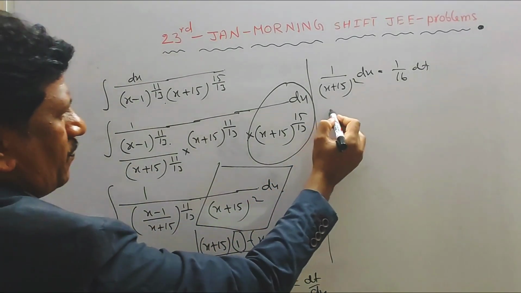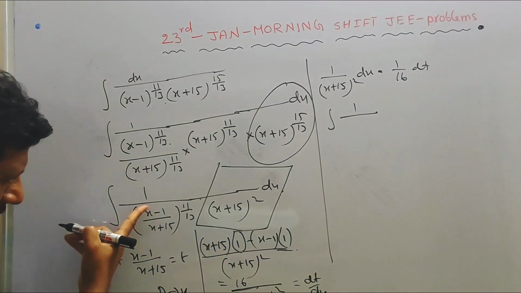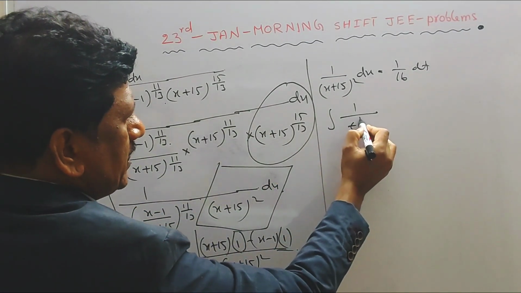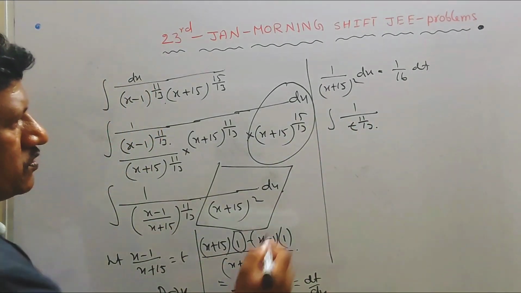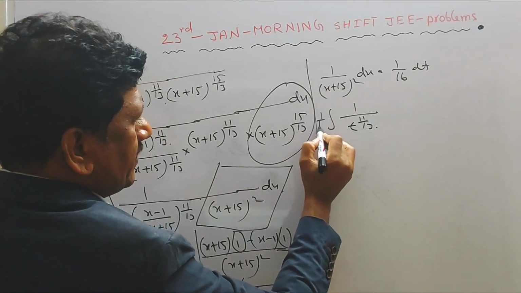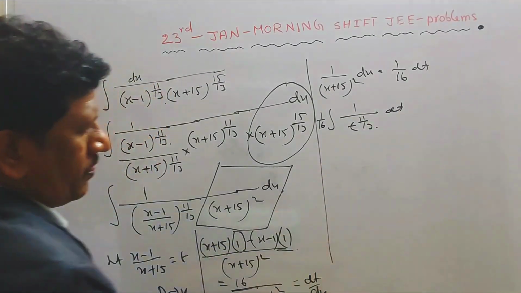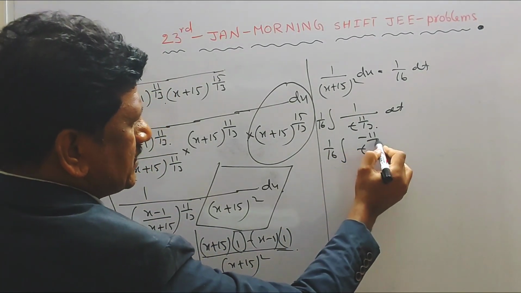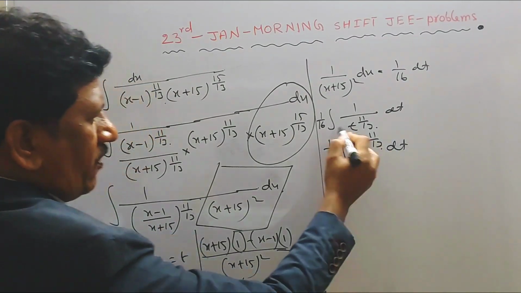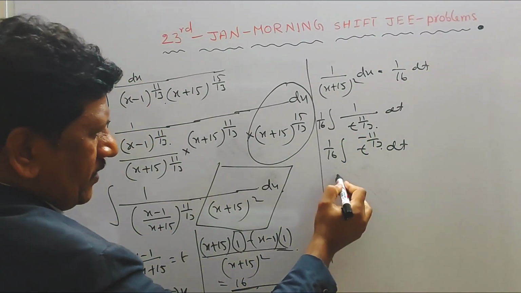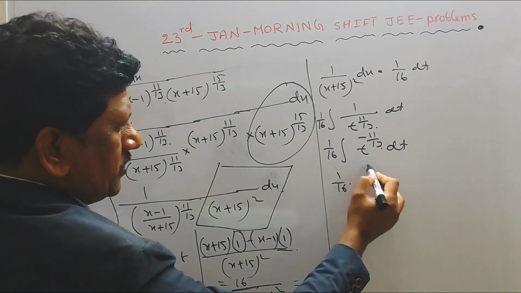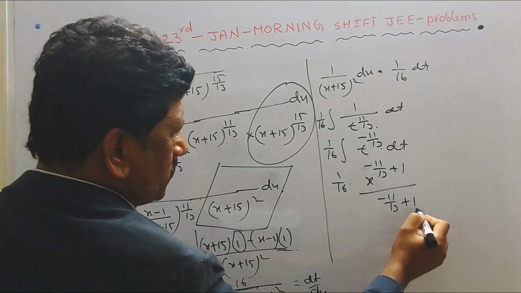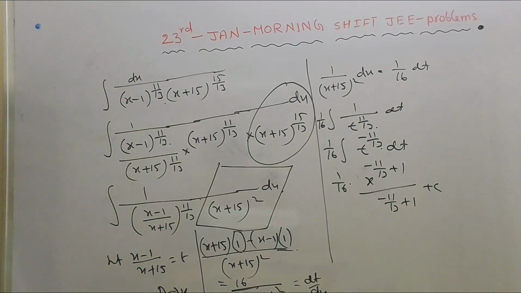Then integration of 1 by, now I am taking (x minus 1) by (x plus 15) as t. So this is t to the power of 11 by 13, into 1 by 16 dt. Okay, right? So bring the 1 by 16 outside, you will get t to the power of minus 11 by 13 dt. Now it is in the form of integration of x to the power of n. So if you apply the formula, you will get t to the power of (minus 11 by 13 plus 1) by (minus 11 by 13 plus 1) plus c. After simplification, you will get the answer.